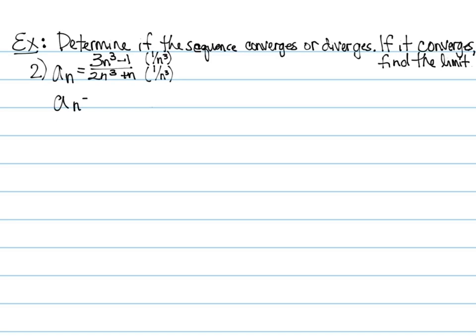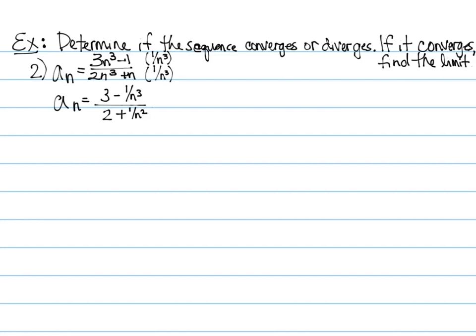So if I take this particular one, on the numerator here, that's going to give me 3, and then minus 1 over n cubed. So far, so good. And in the denominator, it's going to give me 2 plus what? 1 over n squared.